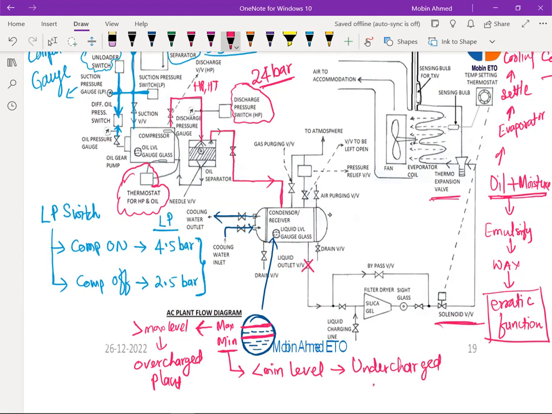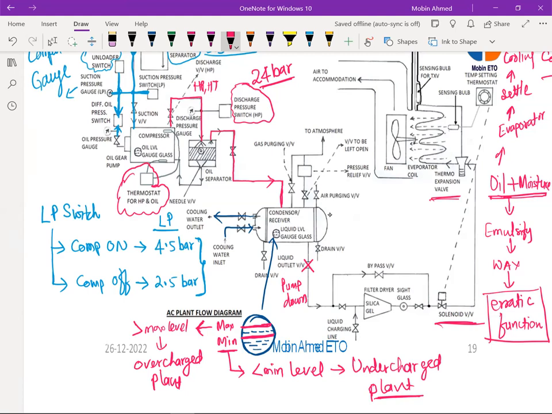And if the plant is undercharged, again it is going to have complications. We will be talking about both the overcharged plant and the undercharged plant. What will be the complication? Always, when we are going to do the pump down, our level should always be between the max and the minimum. It should not be more than this, and it should not be less than the minimum level.